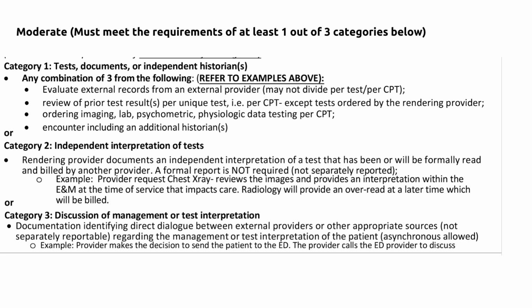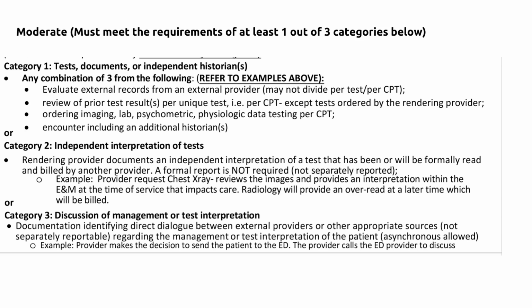And the second category is independent interpretation of test, which includes the elements: rendering provider documents an independent interpretation of a test that has been or will be formally read and billed by another provider. A formal report is not required if not separately reported. For example, say a provider requests a chest X-ray, reviews the image and provides an interpretation within the E/M at the time of service that impacts care. Radiology will provide an overread at a later time which will be billed.